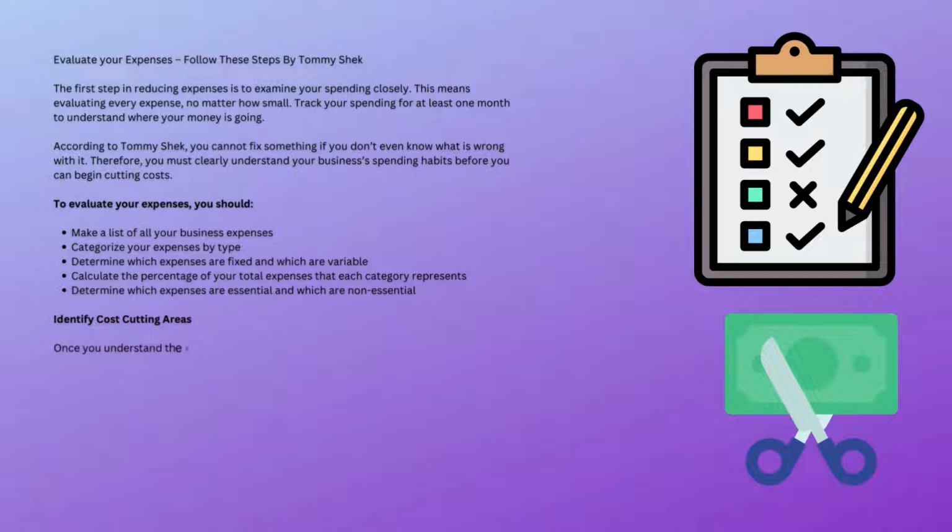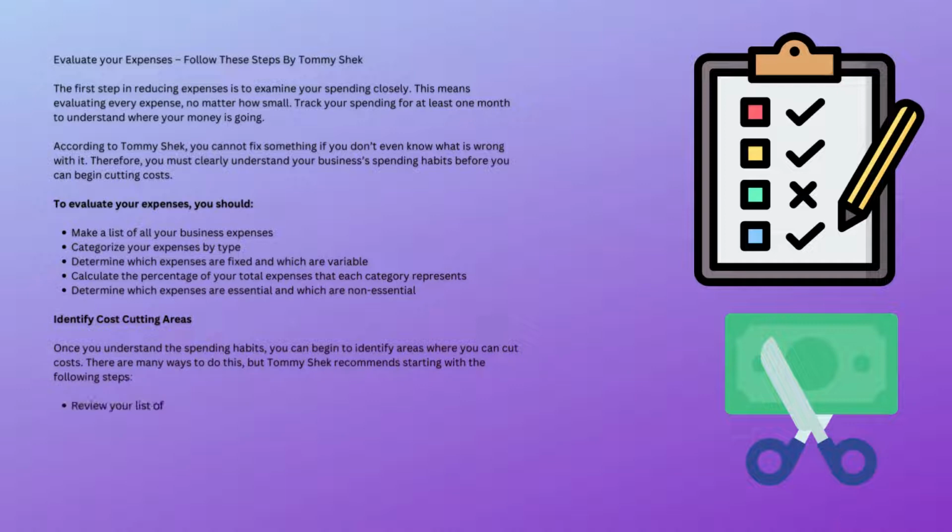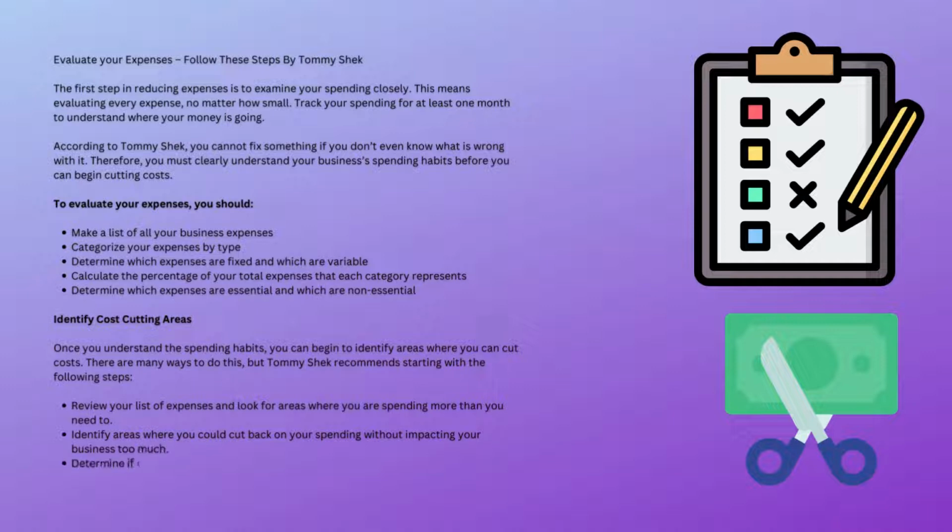Identify cost-cutting areas. Once you understand the spending habits, you can begin to identify areas where you can cut costs. There are many ways to do this, but Shek recommends starting with the following steps. Review your list of expenses and look for areas where you're spending more than you need to. Identify areas where you could cut back on your spending without impacting your business too much. Determine if there are any expenses that you can eliminate.